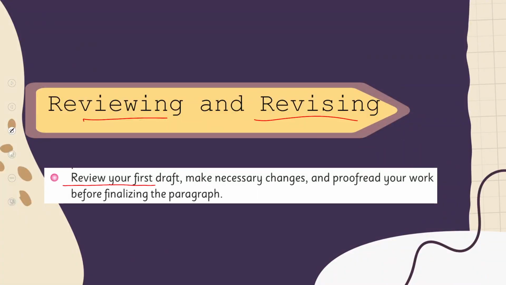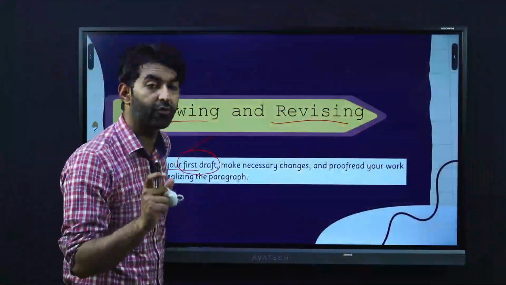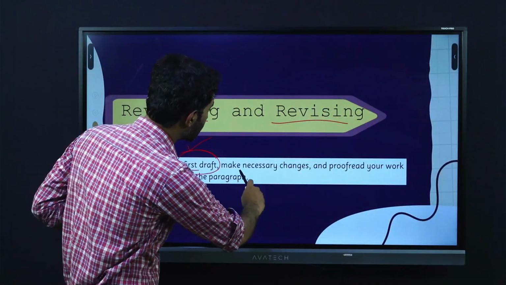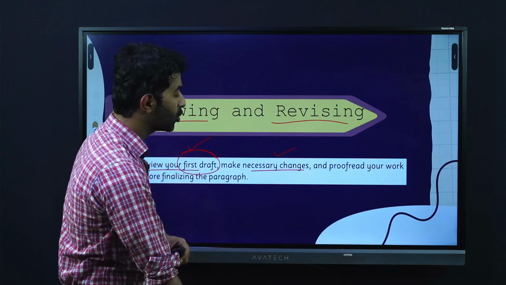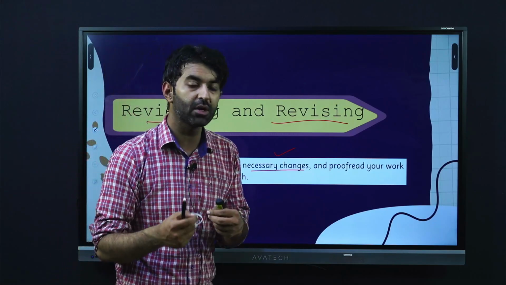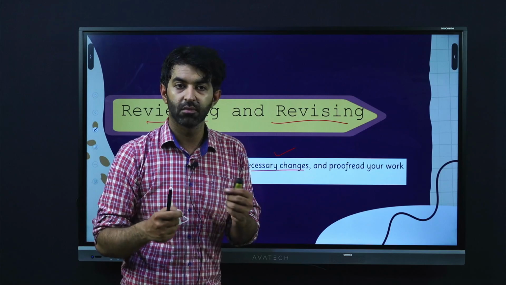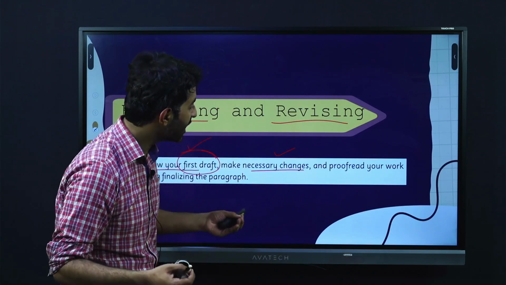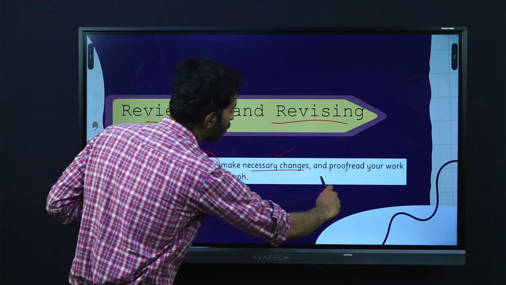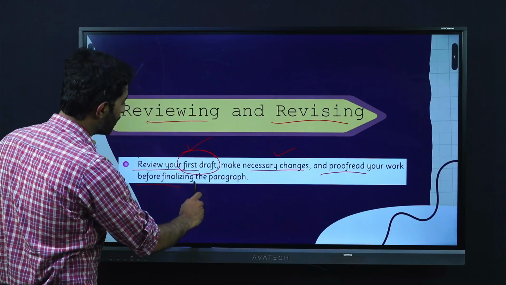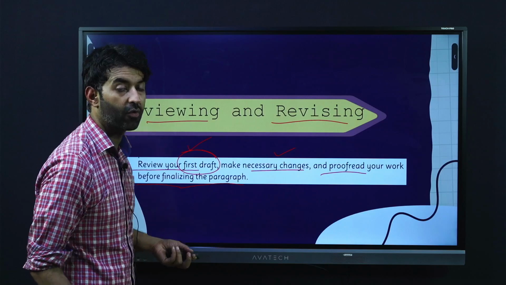First, review your first draft. First draft is the first attempt of the written work, and make necessary changes. Now you can make changes about grammar, your structure, all those mistakes, and then you proofread your work before finalizing the paragraph or the essay.